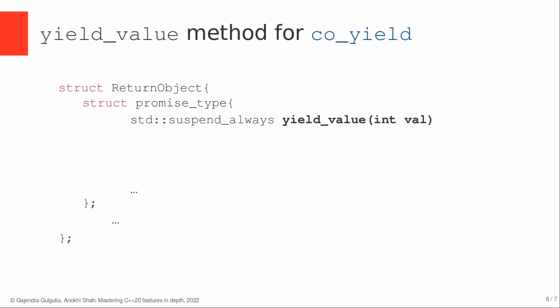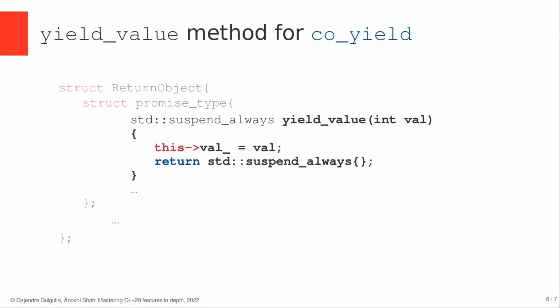Now, let's take a look at a very simple implementation of the yield_value method. First, the argument that is passed as a parameter to the method is saved in the member variable of the promise type. And next, the method returns std::suspend_always. And as I previously said, returning std::suspend_always allows the coroutine to suspend after yielding the value, which finally passes control back to the caller of the coroutine. And once the control is returned to the caller of the coroutine, the client code can access the value within the promise object member variable, which was assigned within the method yield_value.